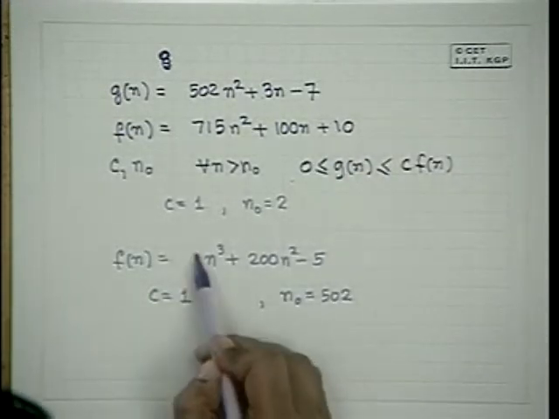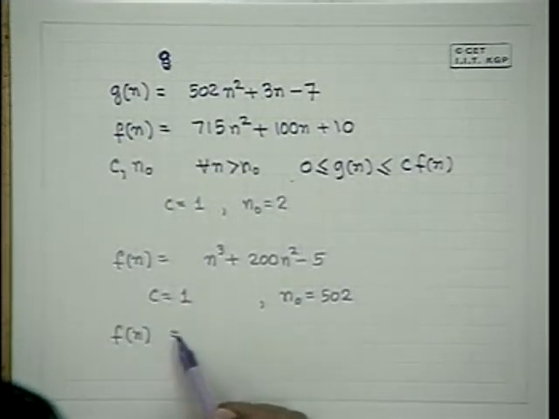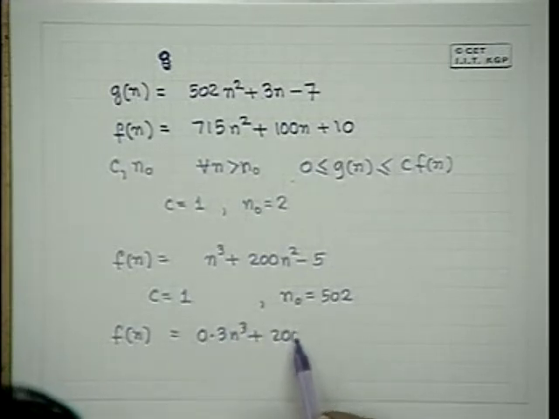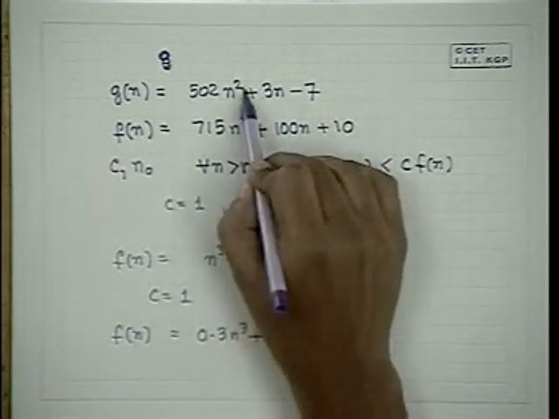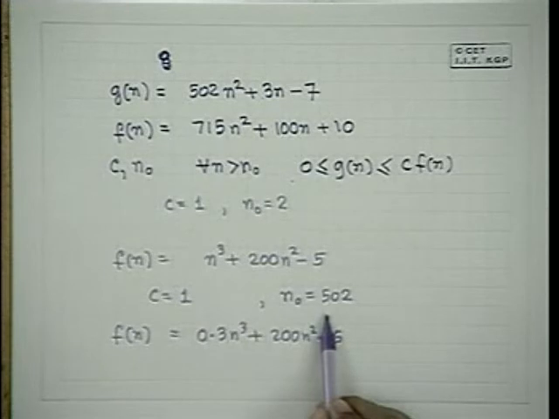Now even if there was a constant here, let us have a look. If F(n) was equal to 0.3 n cube, even then this would be an upper bounding function of this, because you would have found some other C and n0.